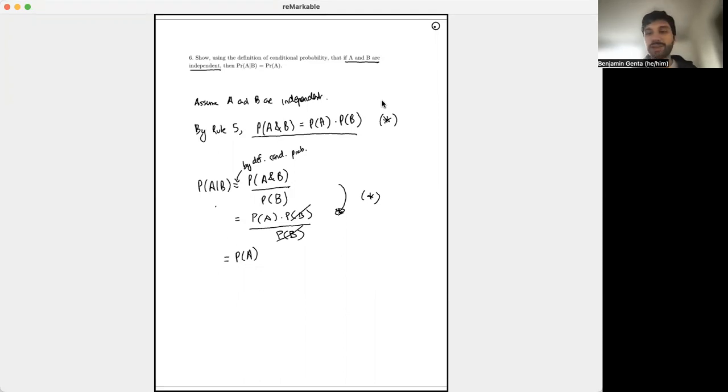So this makes sense, right? The probability of A given B, if A and B are independent: if I tell you that B occurs, it gives you no information about A. So the probability of A given B is just the same as the probability of A. Okay, so that's all the questions I'm going to go through. I hope this helps. And yeah, thanks for watching.